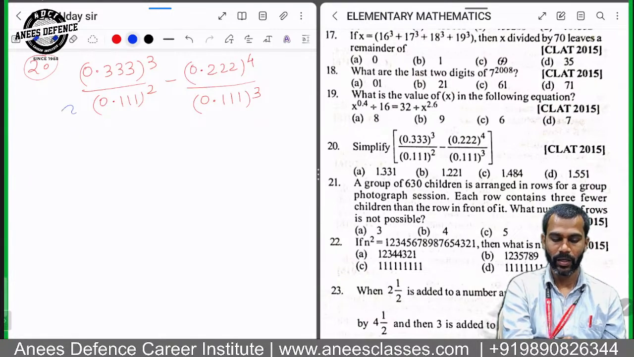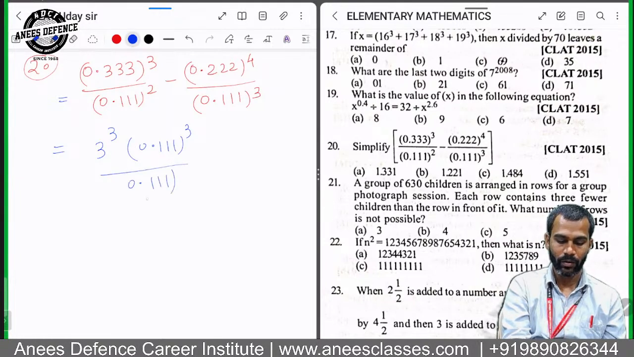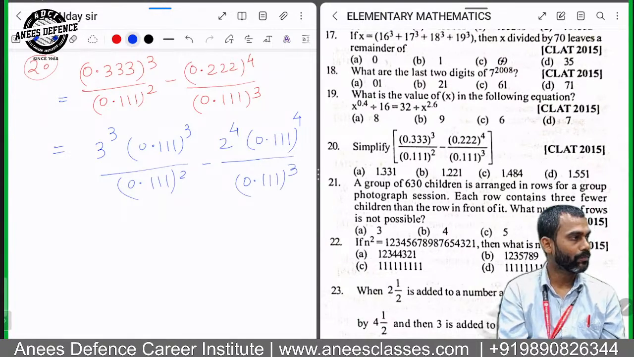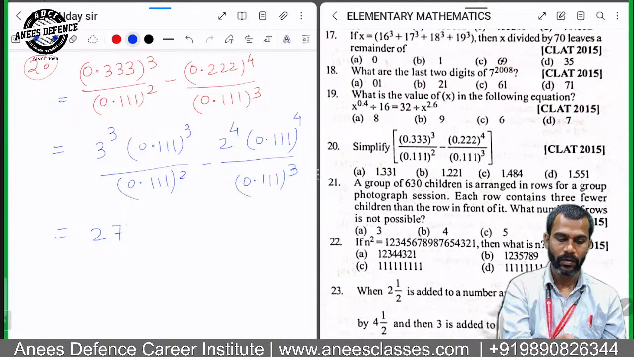That is equal to 3 cube into 0.111 whole cube divided by 0.111 whole square, minus, I can take 2 raised to 4 out, 0.111 power 4 divided by 0.111 power 3. So this is nothing but 27, and this will get cancelled with this, and here, this one and this one.